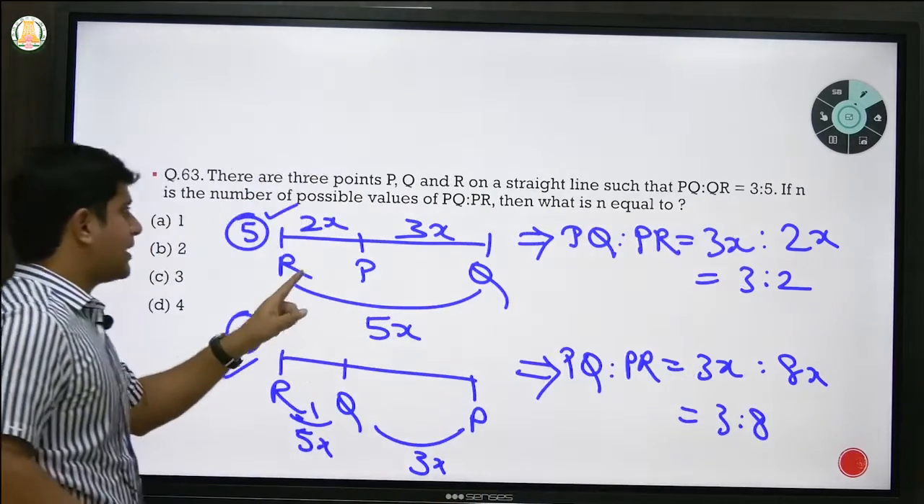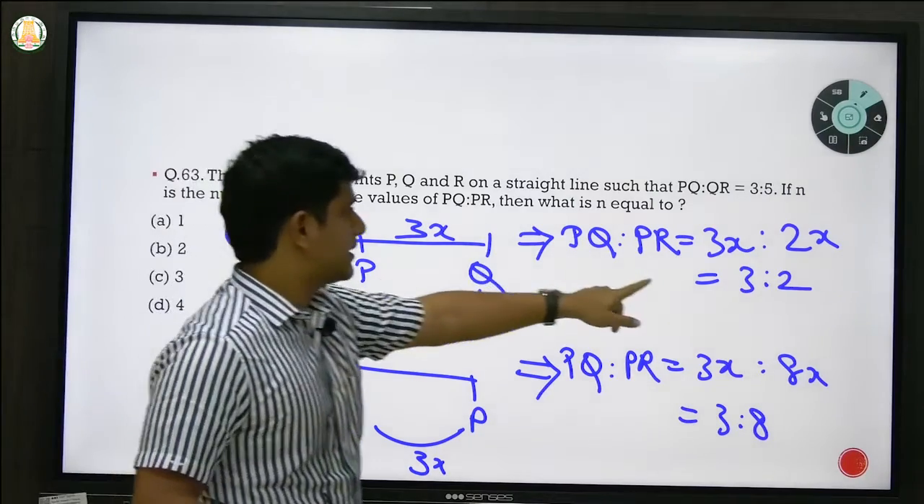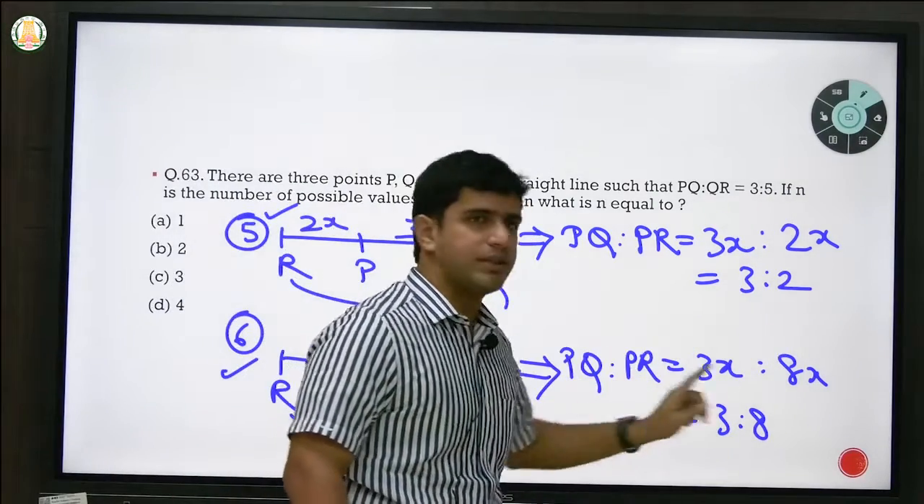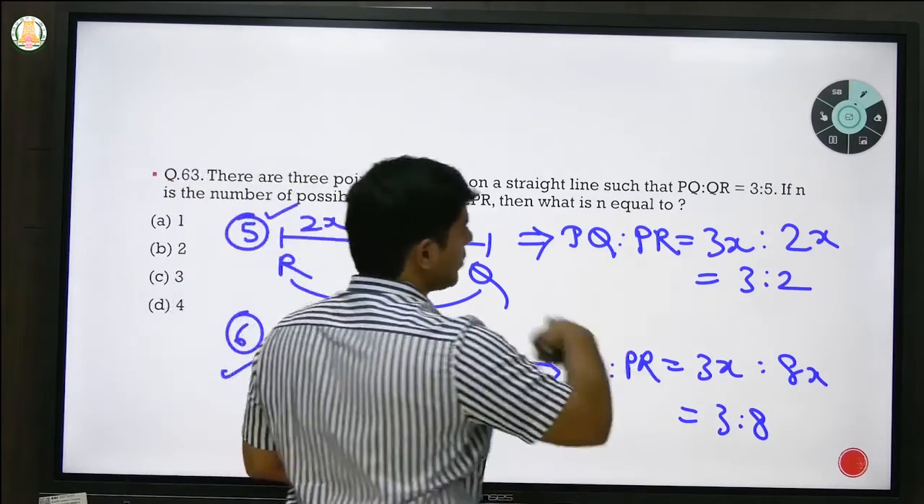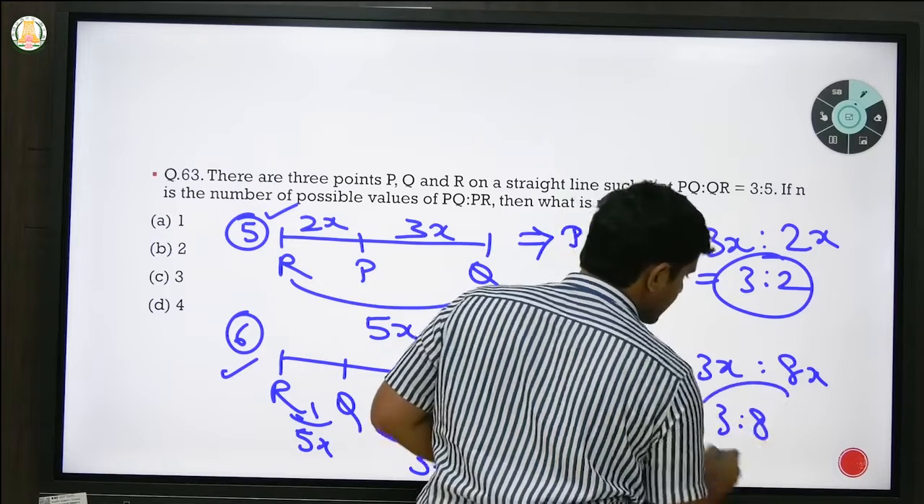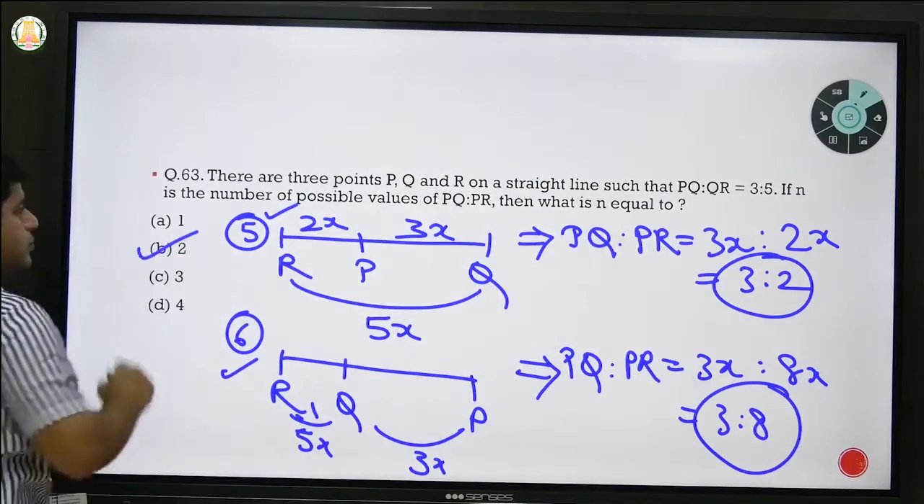And if you carefully calculate for the first case and the third case also, you will get the same values, 3:2 and 3:8, because they are similar cases. That means the total possible values are 2. One is 3:2 and one is 3:8. So the answer will be 2.